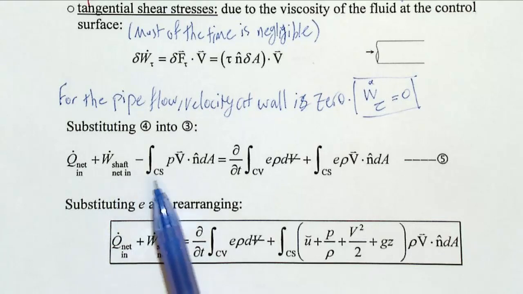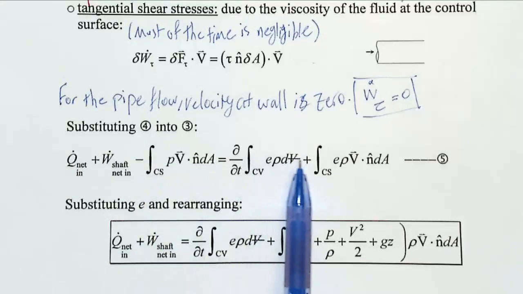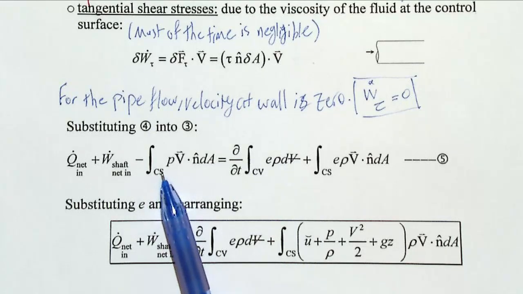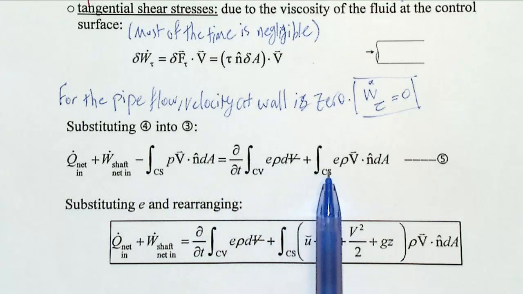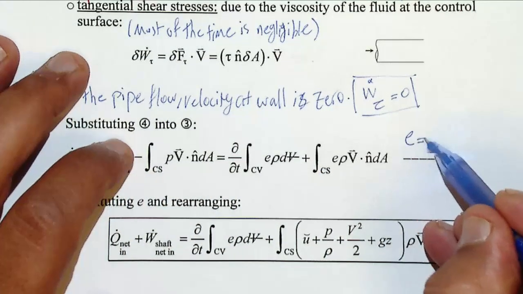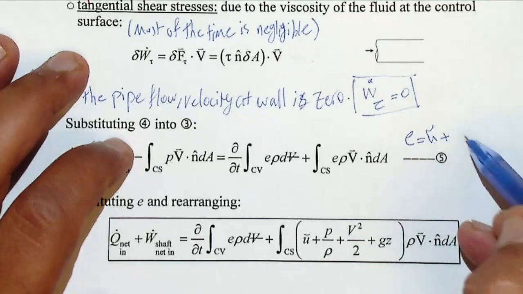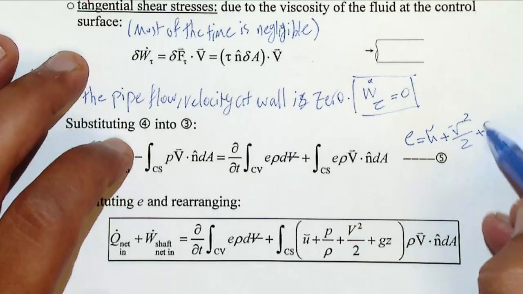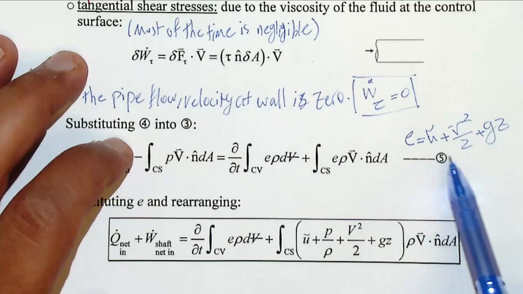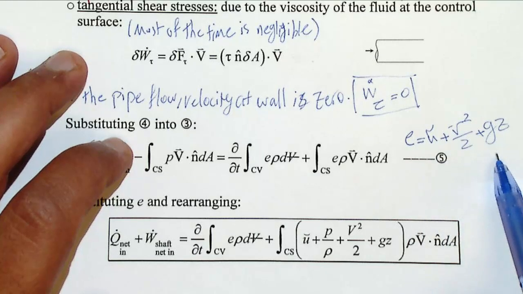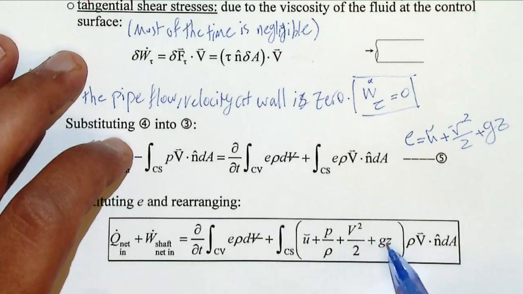You have it here. You can bring this integral to the other side, and since it's a control surface integral, you can sum it up with the E term. And also you remember that we defined E as U bar plus V squared over 2 plus gz. That was your internal energy, kinetic energy, and potential energy. If you replace E and sum up all together, then you will have U bar plus V squared over 2 plus gz, and you have rho V dot n dA here, right?